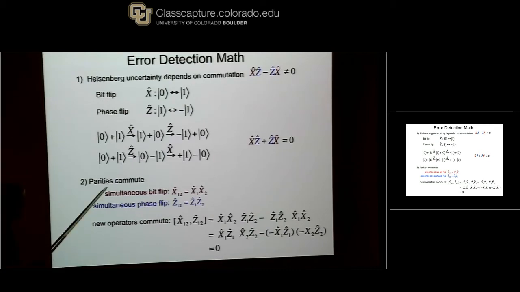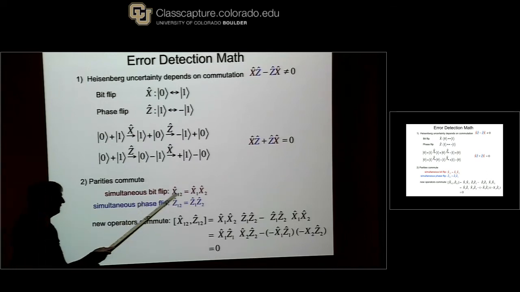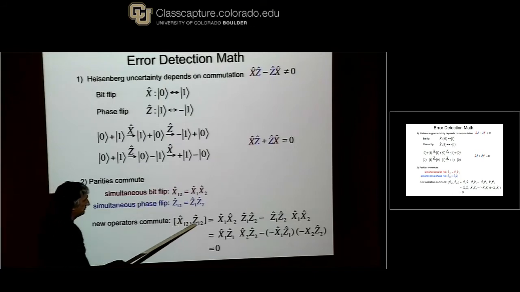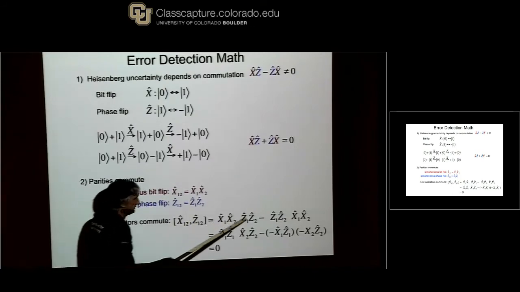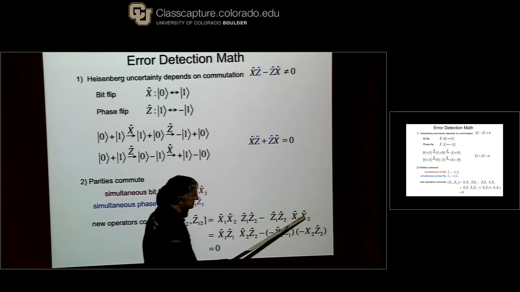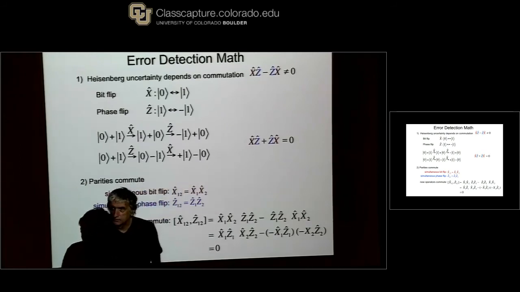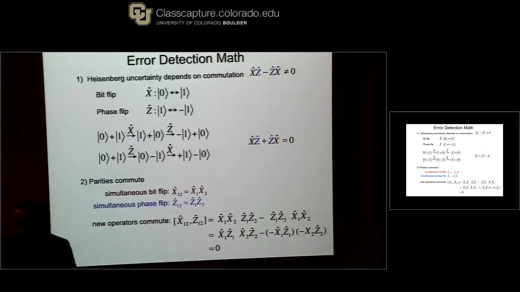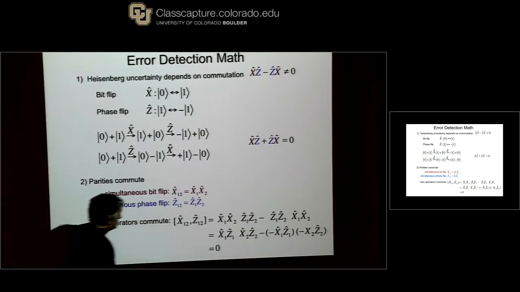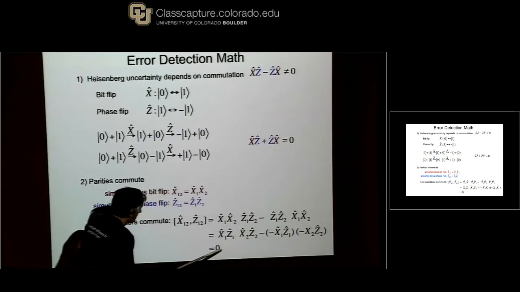Why is that important? Well, now let's consider not 1 qubit, but 2 qubits, and measure parities. A bit flip parity, X12, is X1 X2. Phase flip parity, Z12, is Z1 Z2. Now, what about X12 and Z12, what do the parities do? So I write that out. I flip the X and Z's, and each one of them gives me a minus sign. And because minus times minus equals plus 1, these cancel out, and you get a 0.